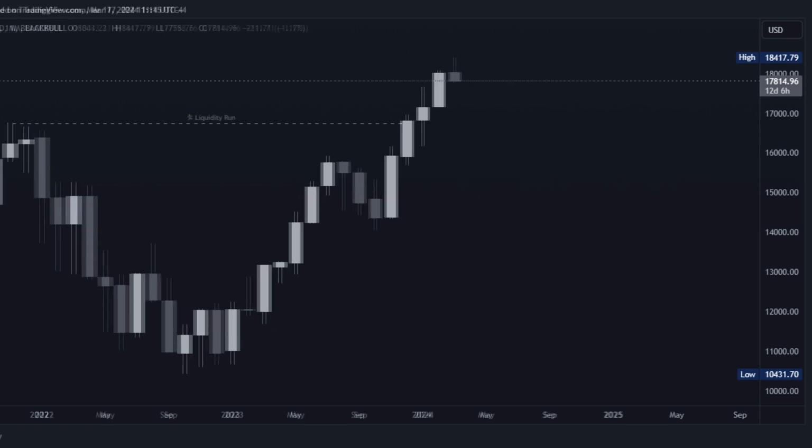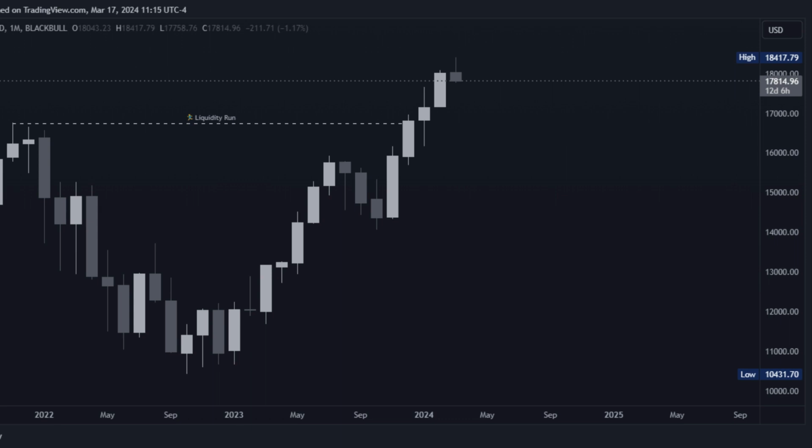Let's start by identifying our recent liquidity run, followed by our external liquidity pools, which can be seen as swing points, high and low, of the current order flow.